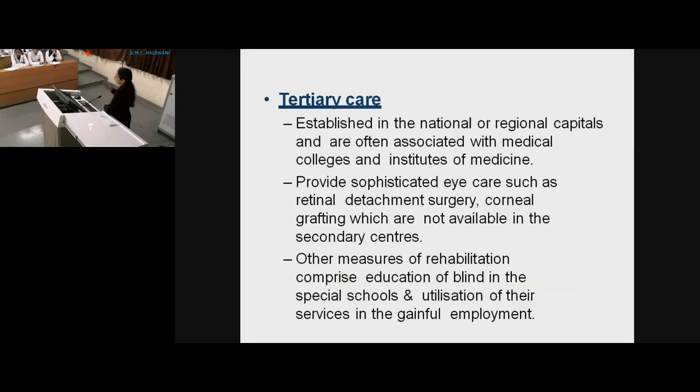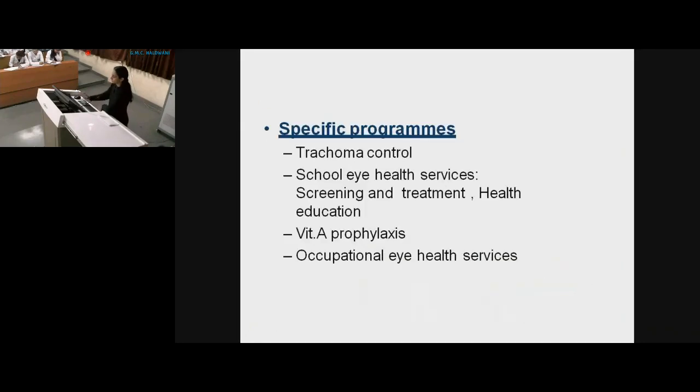No? So you might be visiting it during your 6th semester clinical posting, NAB, National Association for Blind. Where is it? In Golapar. So that is a special school for blind. Specific programs for control of trachoma, school eye health services, screening, treatment, health education, vitamin A prophylaxis, occupational eye health services.